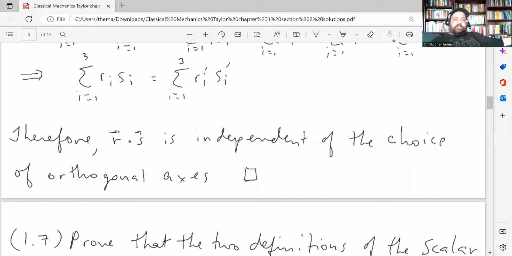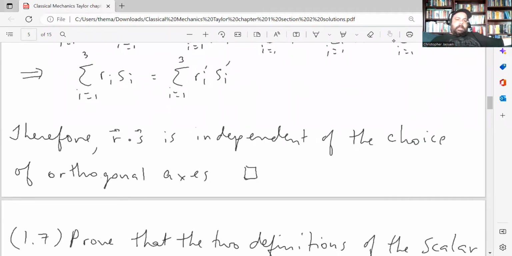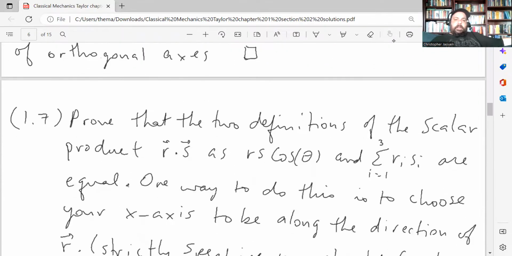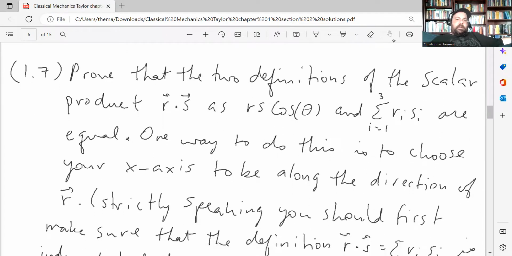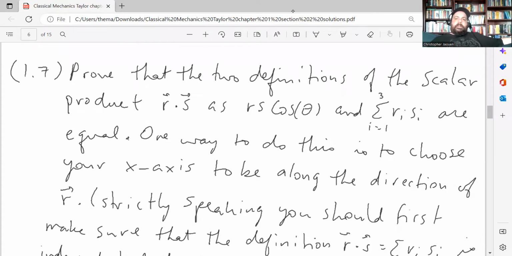Right, so that's the proof for 1.16. And now we can go on to 1.7, because that's why we're doing 1.16. He said prove that first. So now we want to prove that this formula, just to remind ourselves what we're doing, is equivalent to this formula.